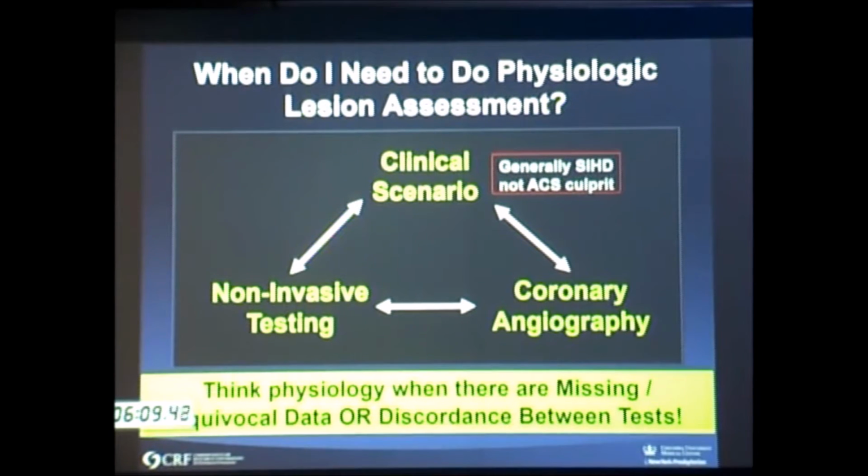So how do I determine when to do FFR? I'm not saying to do it in every case. The key is to look at what the patient comes in with, the clinical scenario, whether there is non-invasive testing, and the angiogram. If all three make sense and fit together, you don't have to do it. But if there's discrepancy or discordance, or one makes sense and the other one doesn't, that's really when you need to think about doing physiology in the lab.